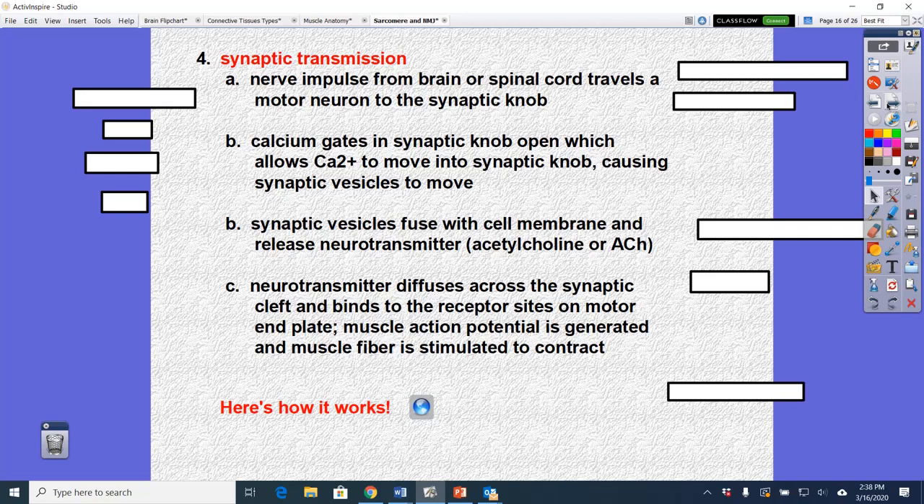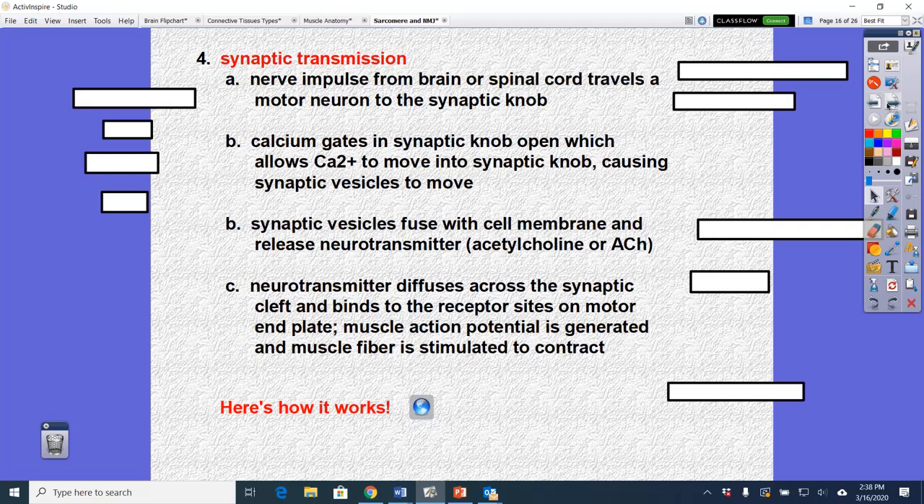That neurotransmitter, acetylcholine, is going to bind to receptors on the motor end plate. That motor end plate is a specialized region on the sarcolemma where the two things connect, where the motor neuron connects to the muscle fiber. That acetylcholine binds, and it is going to change the light from red to green. It is going to stimulate that muscle fiber to contract.